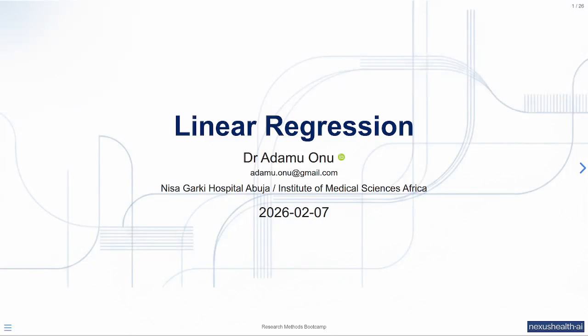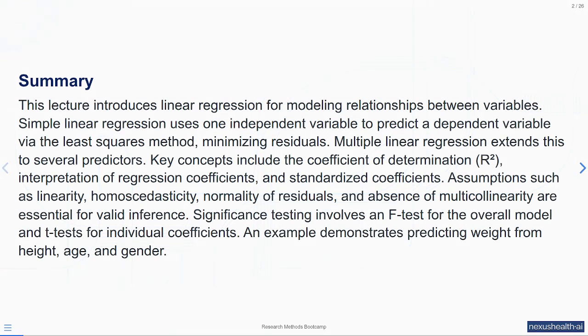We continue our discussion of regression analysis by looking at linear regression. In this lecture, we introduce linear regression for modeling relationships between variables. We recall that simple linear regression uses one independent variable to predict a dependent variable, and it uses what we call the least squares method, which minimizes the residuals.